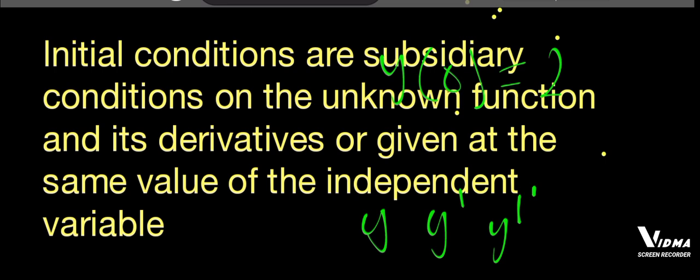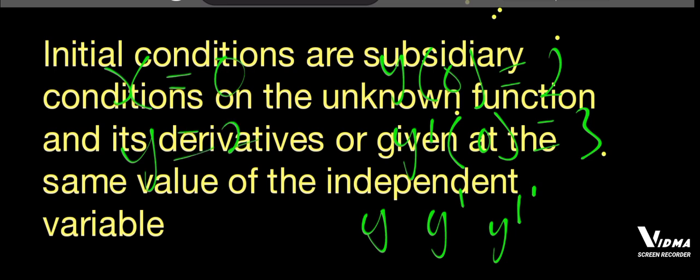Okay. And I have y prime at 0 also being 3. Since this one means that if x is 0, y will be 2. And it also means that if x is 0, y prime will be what? 3. So this condition here is an initial condition. That's how we are able to know that a given condition is an initial condition.